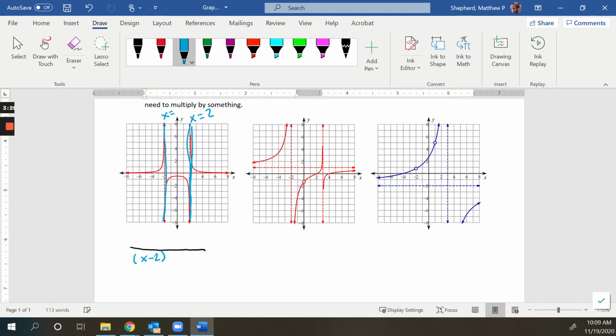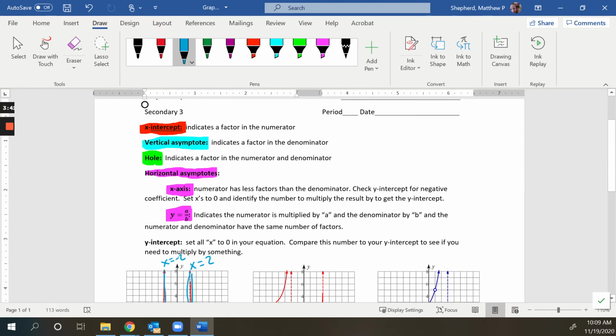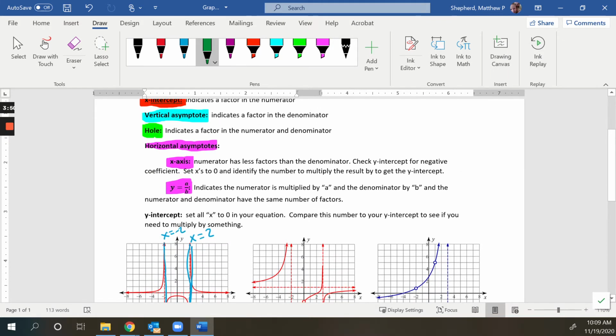The other one is at x equals negative 2, so that creates the factor x plus 2 down in the denominator. All right, so now we've dealt with our vertical asymptotes. Next, we'll check for any holes. We don't see any holes in this one, so we can skip that step.